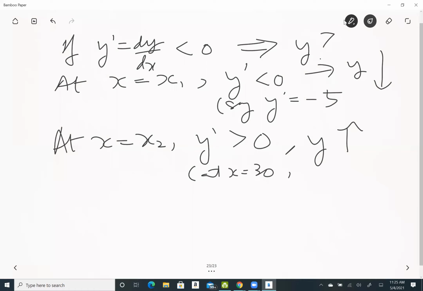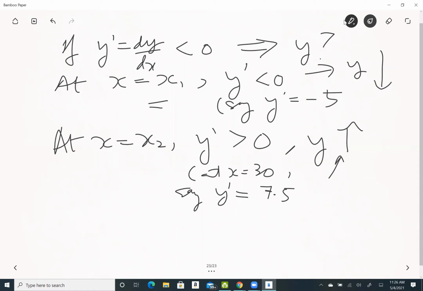Example, say at x equal to 30, I refer to the graph, say y prime equal to 7.5, positive. So y will increase. Y will go up in value. All right, so here is the relationship. At any point, when the y prime is negative at that point, you will see the function is decreasing. If the derivative at that point is positive, then the function will increase.